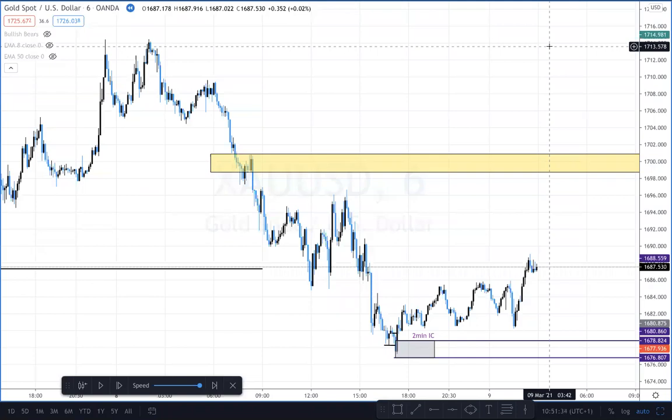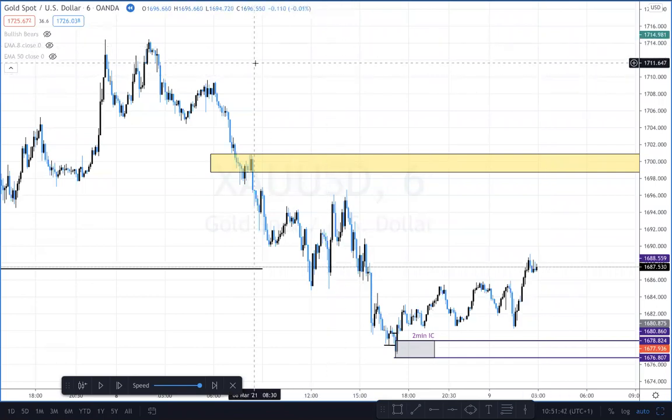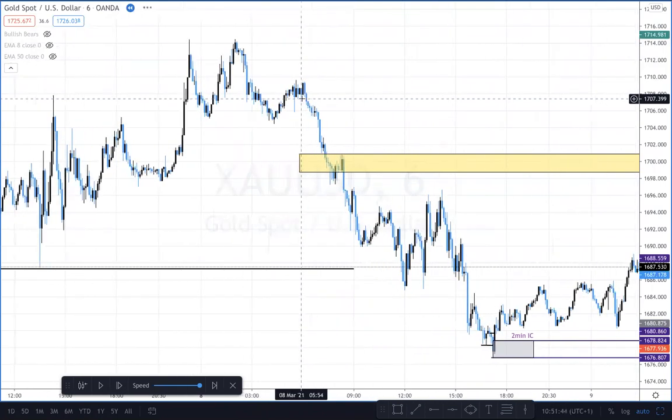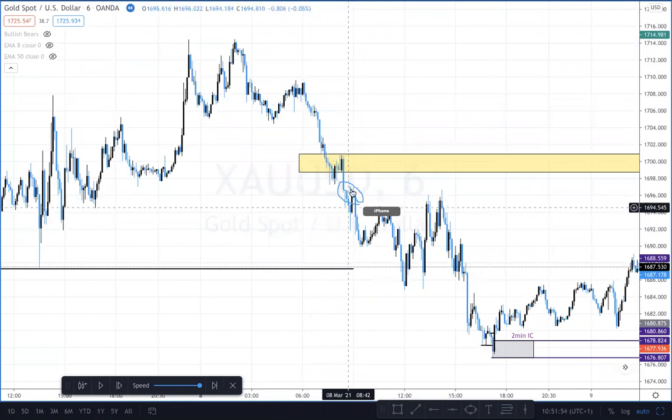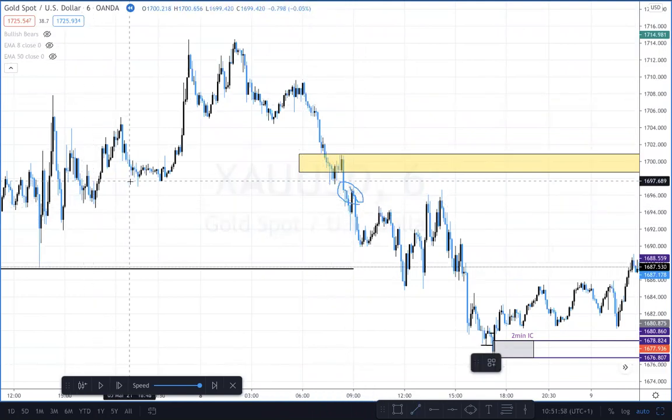Why do I choose this over the first? Which one is the first? If you can annotate my chart, feel free to do that. This one? How about this breaker market structure? Or does it not count?